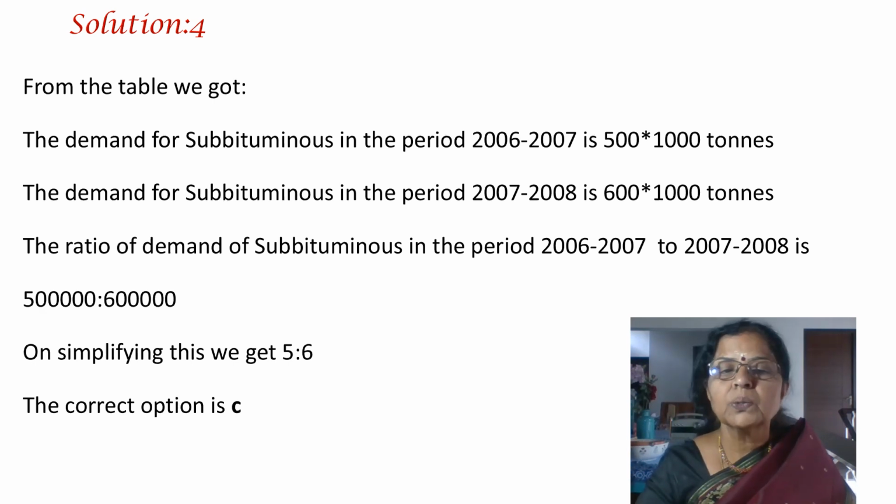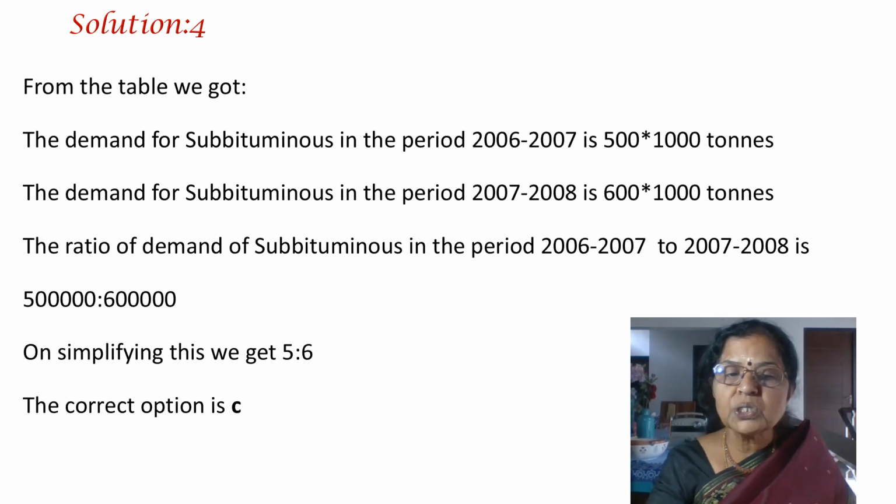The demand of subbituminous type in the year 2006-7 to 7-8. So what is the demand for subbituminous type in the period 6-7? It is 500 into 1000. And what is the demand in the year 2007-8? It is 600. So the ratio is 500 is to 600, of course into 1000: 500,000 is to 600,000. On simplifying, you remove all the zeros and you get 5 is to 6. So the correct option is C.